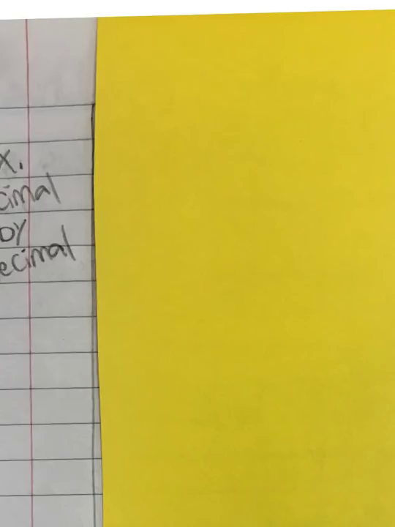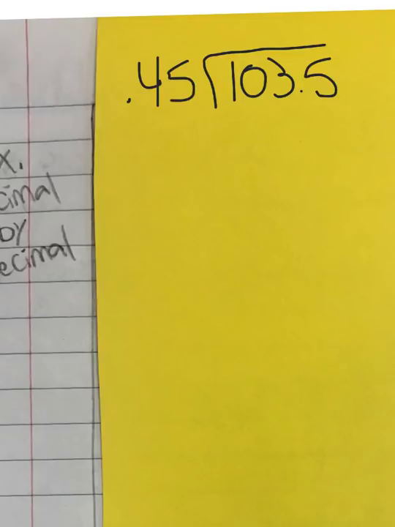So we're going to do 103.5 divided by, and that's what our other one looked like. It had a decimal in the den as the dividend. This side, though, is going to be 0.45. Now, this one is different because we can never, ever, ever have a decimal out here in the divisor. It just doesn't work in the math world. So what we have to do is we need to get rid of that decimal. And here's how we get rid of it.